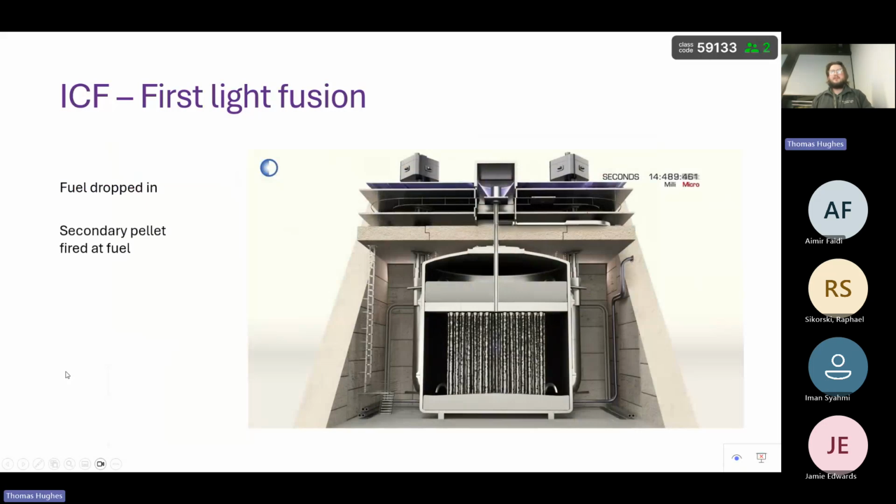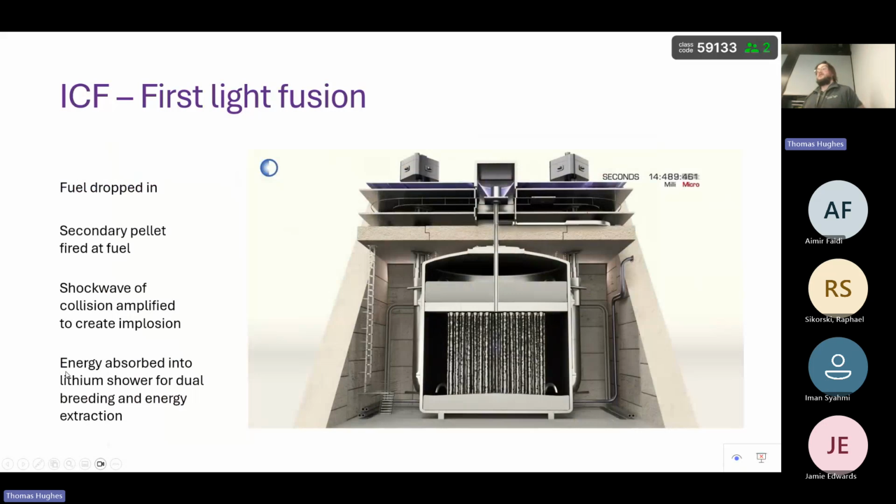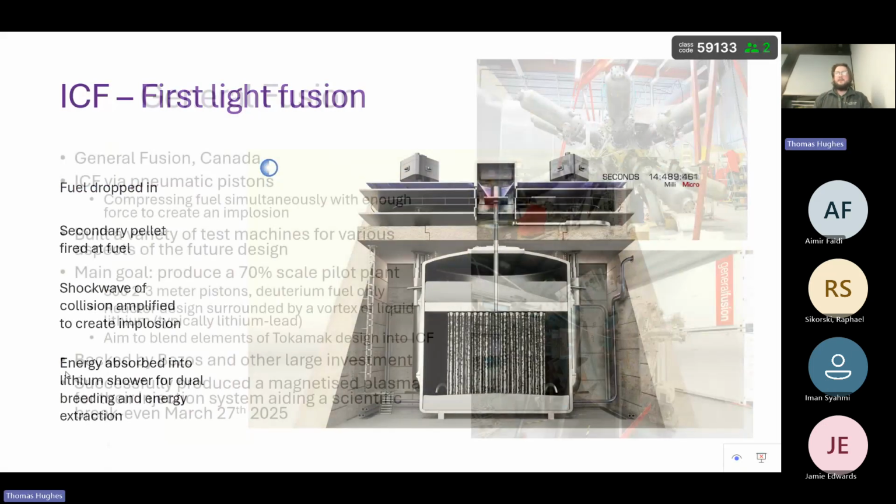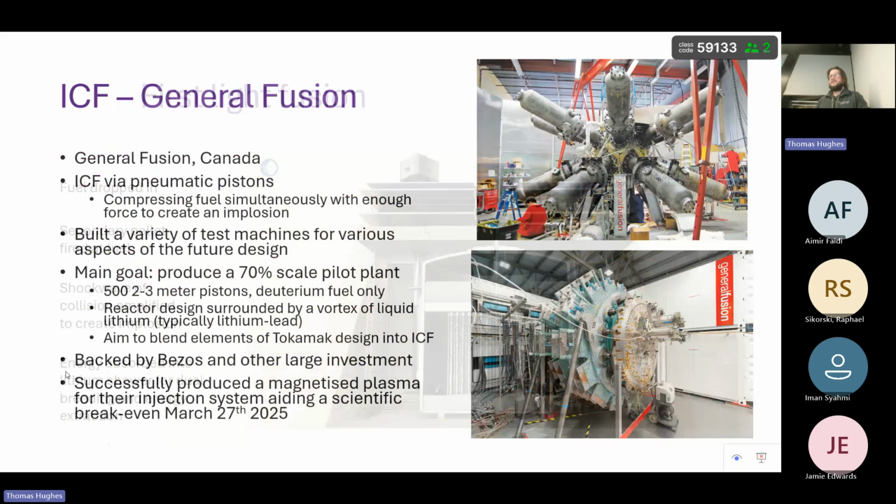So you drop your fuel in, you fire a pellet at the fuel, that gets amplified and implodes, and then your liquid lithium will hopefully catch all that energy and heat up, and then that'll be extracted via pipes, along with the tritium that will create. So they might try and do two things at once. This is a massively flawed reactor design, and we can rip into it later. But it's just an example of how different ICF designs can be. But this is perhaps my personal favorite of how crazy some of these are.